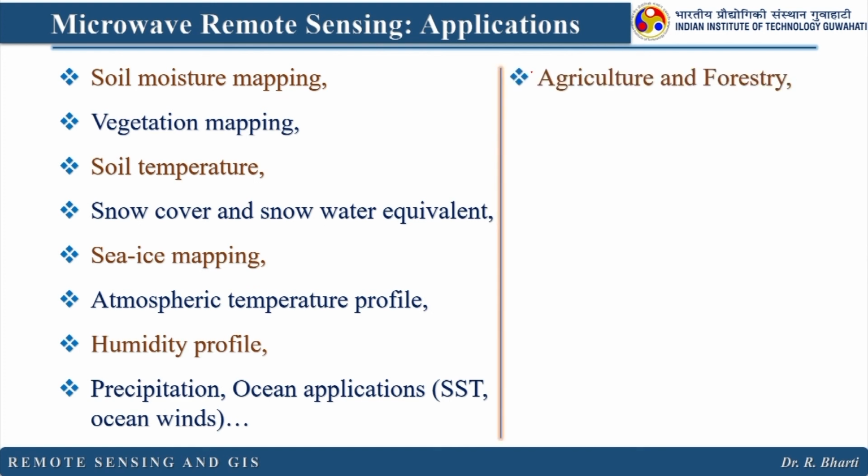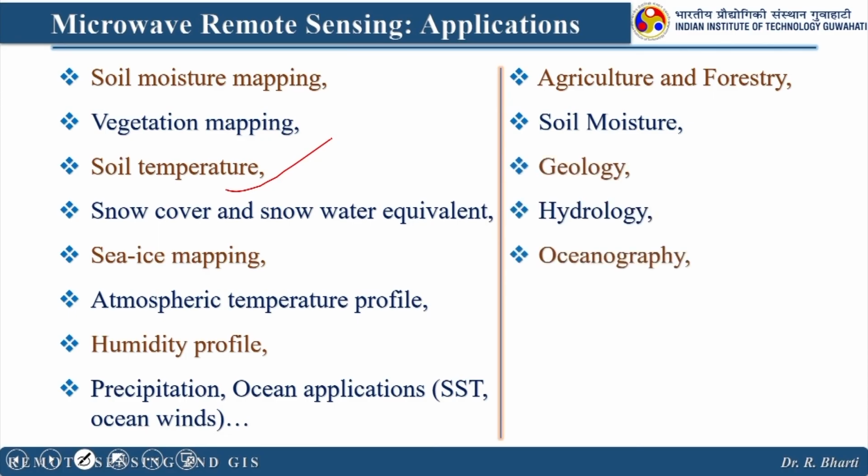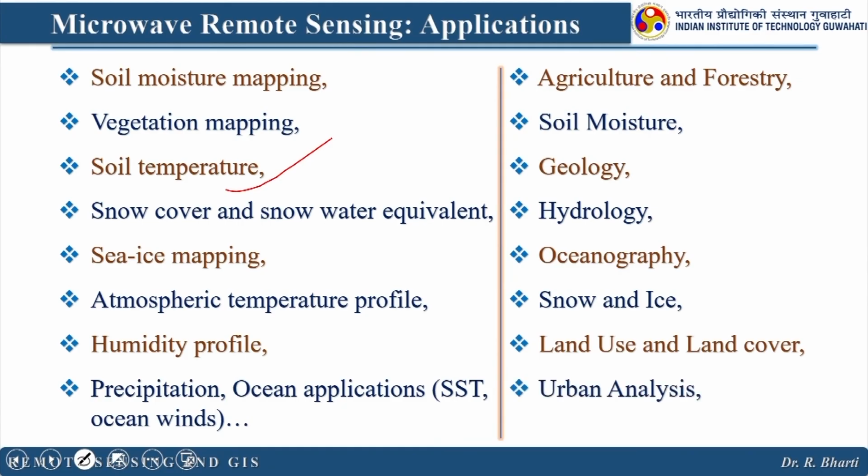In other applications like agriculture and forestry, soil moisture, and soil temperature, which I have already mentioned, right. Geology, hydrology, oceanography, snow and ice, land use, land cover, urban analysis. So you can use this technology, provided you are able to interpret the data. So before that you need to go through all these basics, understand the technology, and then accordingly select appropriate data for your application, right.